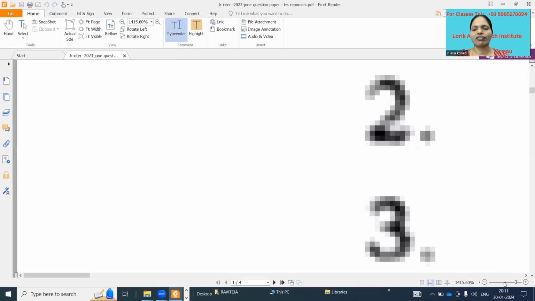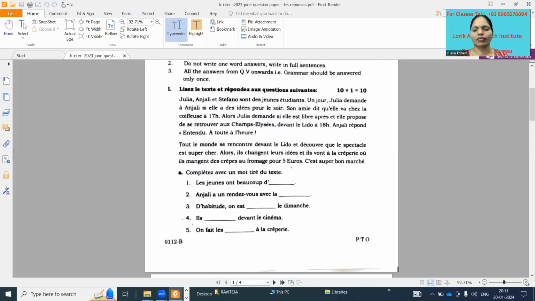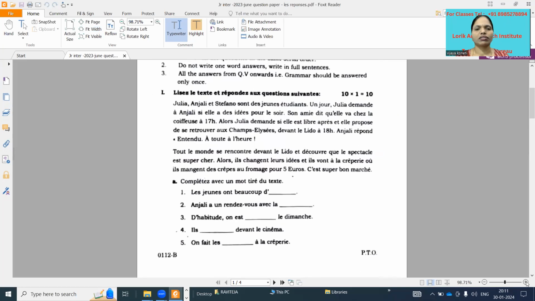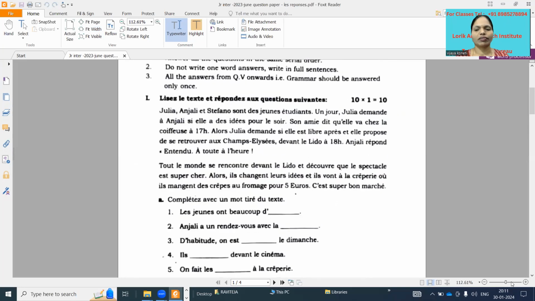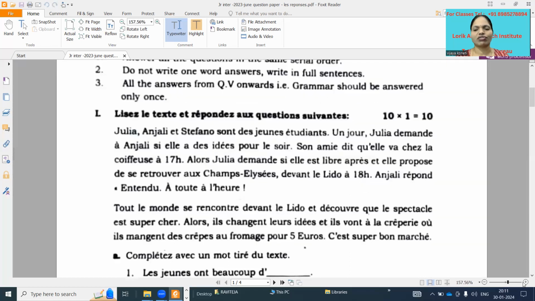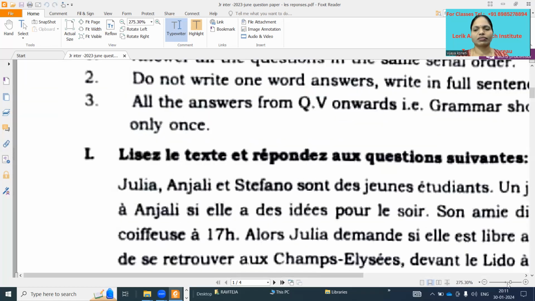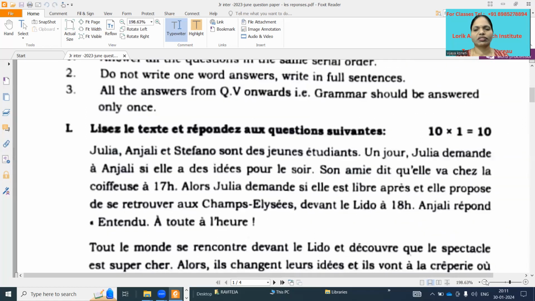This paragraph, you need the third lesson actually, and I will say the page number. It is the dialogue between Anjali and Julia. Comprehensions nowadays are coming from the textbook only.